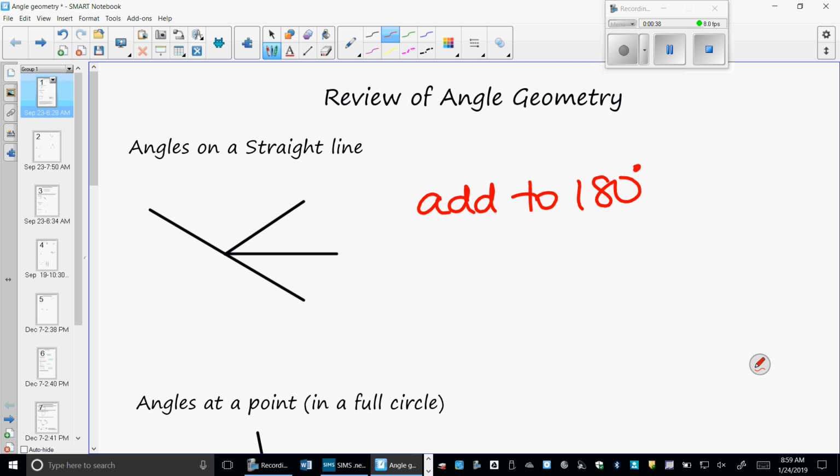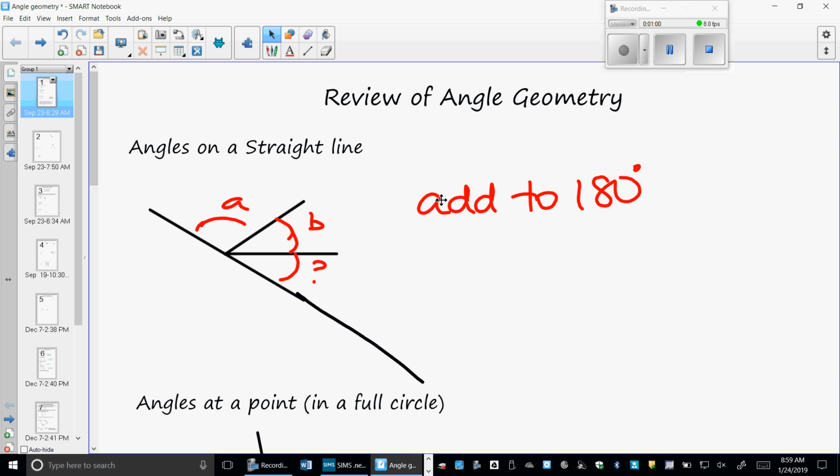Okay. Right, so these angles would add up to 180. Now, we know that this one plus this one plus this one would give us 180. So obviously if we were given A and B and we were asked to find this missing one, we would do 180, subtract these two, add it together. Yes? Nice and easy.